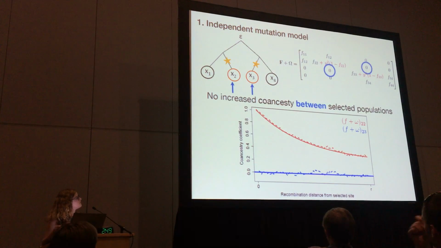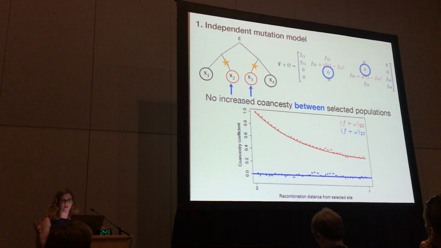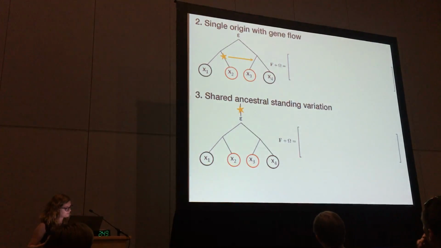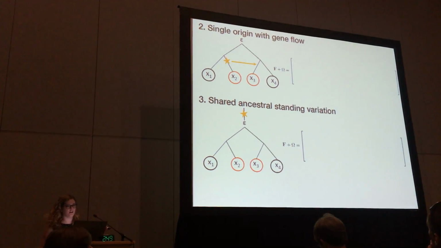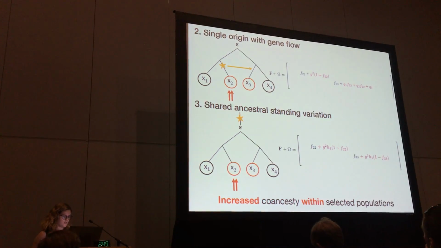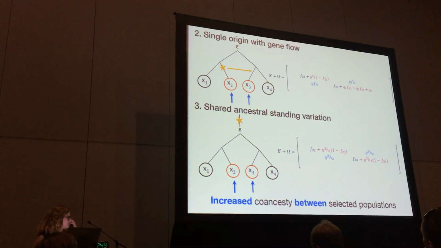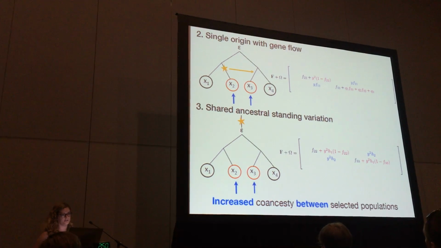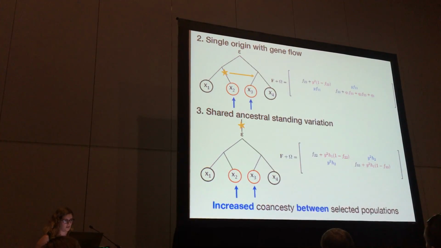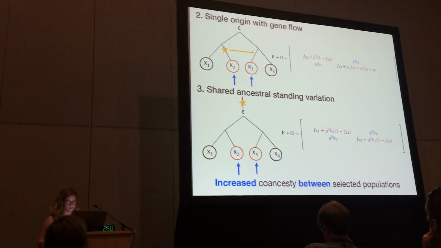Also, in this independent mutation model, we see no increased coancestry between selected populations because the sweep is independent in the two populations. In the other two models, where migration or standing variation is occurring, we again see increased coancestry within selected populations. However, now we also see increased coancestry between selected populations because the sweep is shared, whether it's via migration or selection acting on the same shared standing variation. And this is causing an additional probability of coalescing between the two selected populations.